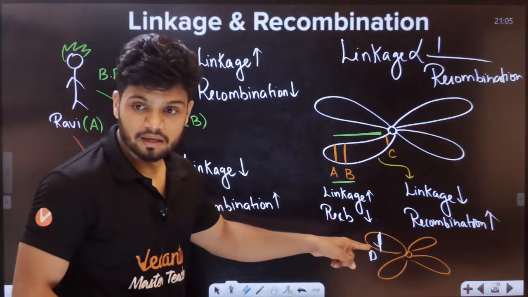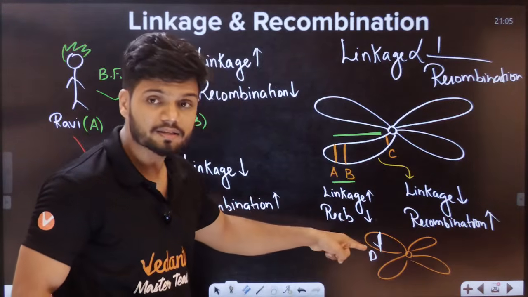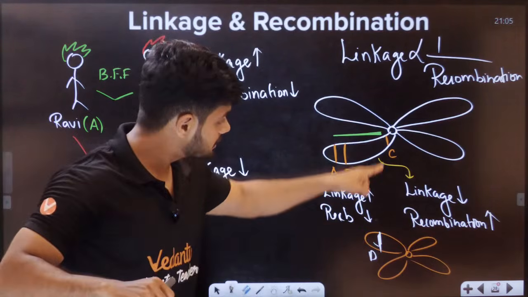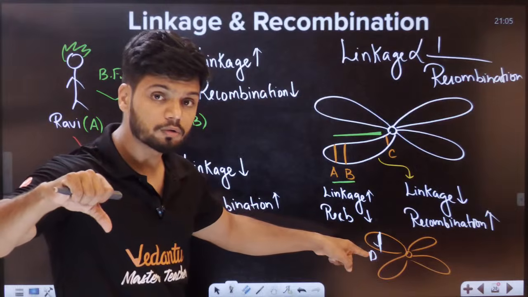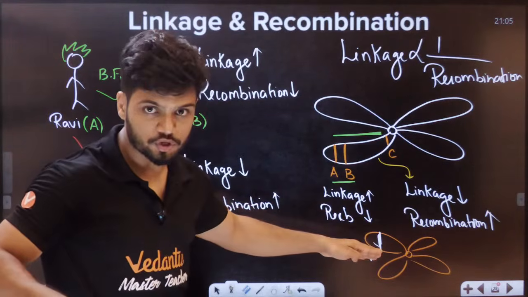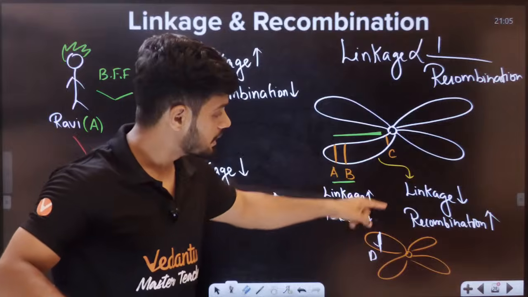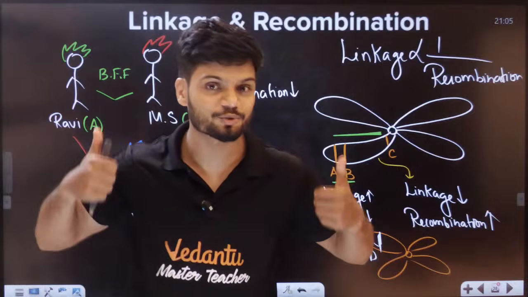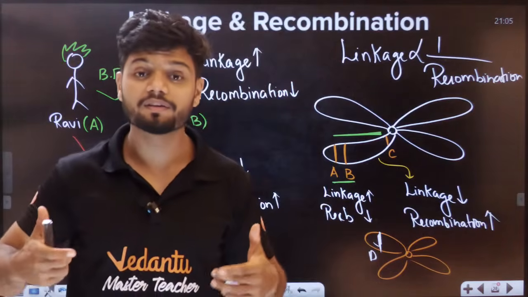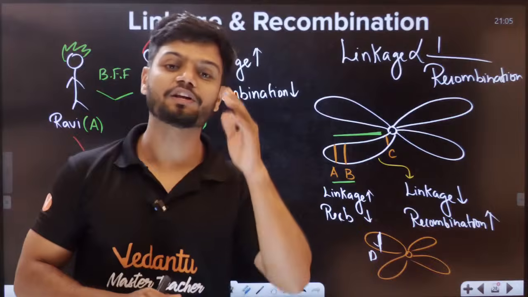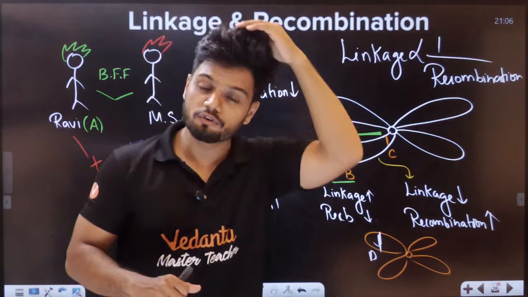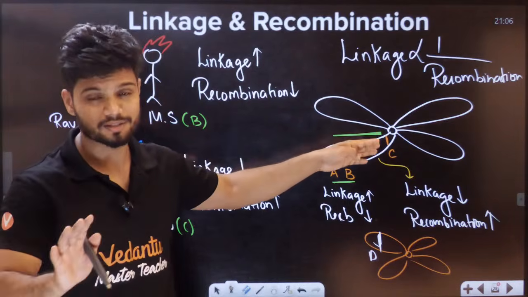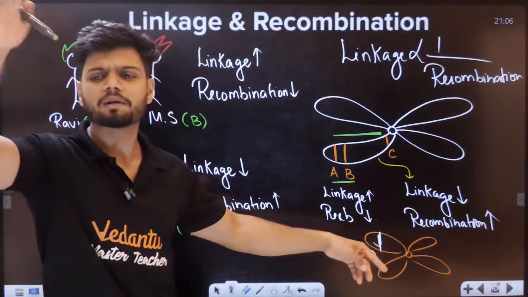Now students, tell me, in this case, will the recombination be high or low? See, two genes are very far from each other. If they are far from each other, linkage is low and recombination is going to be very high. Yes or no? If you do a crossing over between this chromosome and this chromosome, it will become very high.